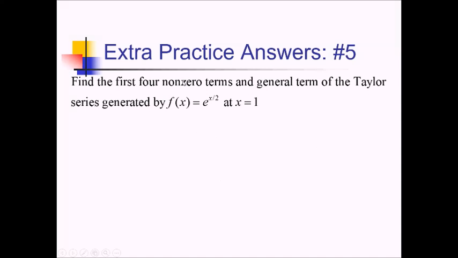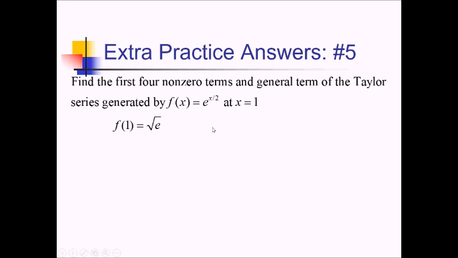For this one, we want the first 4 non-zero terms and the general term of the Taylor series generated by e to the x over 2 at x equals 1. So we need to figure out f of 1, and we also are going to need, let's see, enough terms to get 3 more non-zero terms out of it. So we're going to have to keep taking derivatives until we get at least altogether 4 things that are not 0. So let's start with just f of 1. That's e to the 1/2, which is just the square root of e.